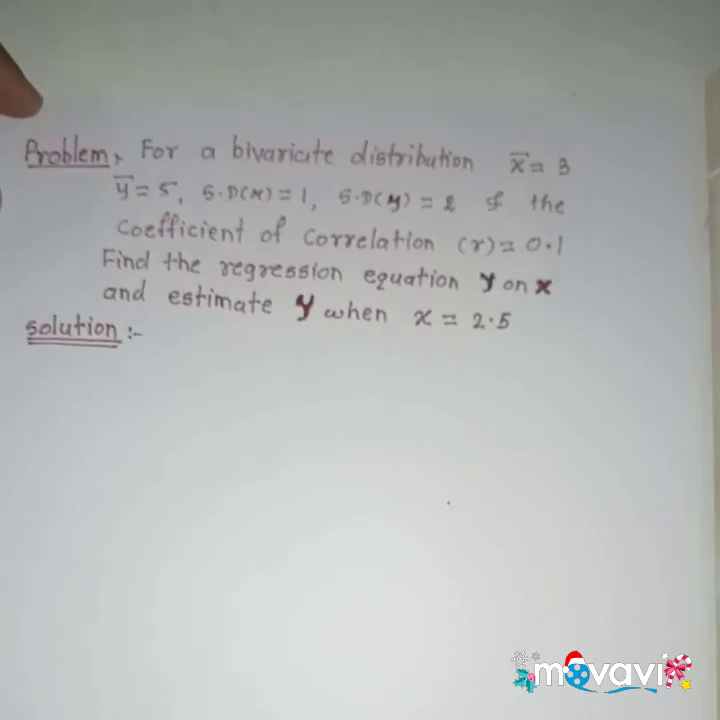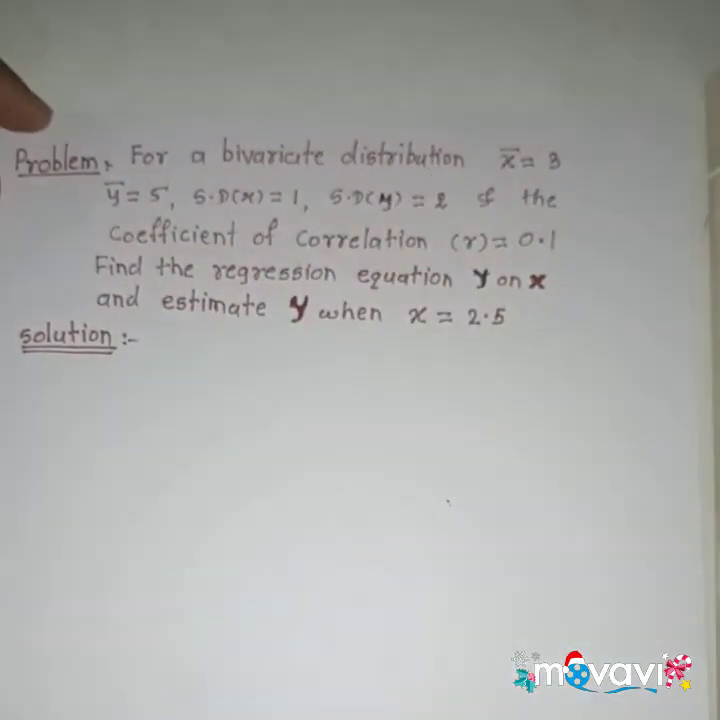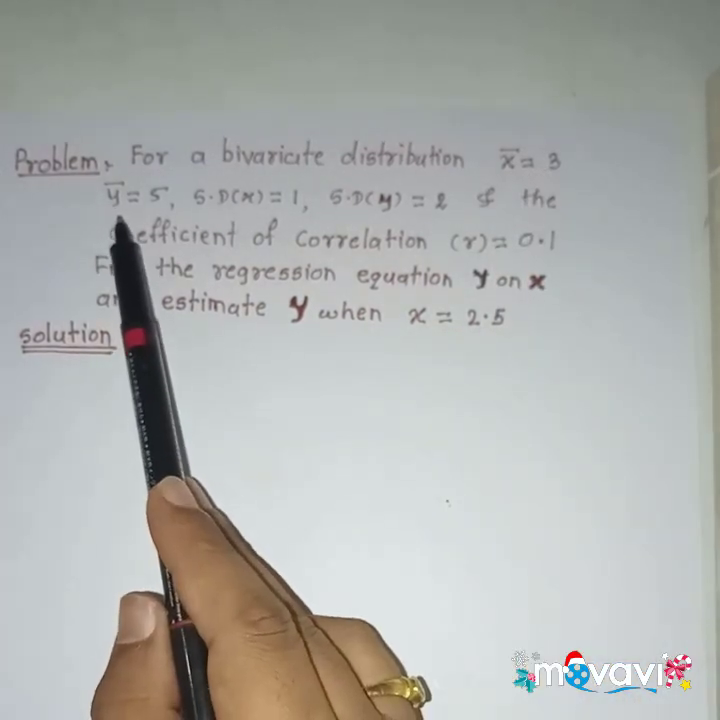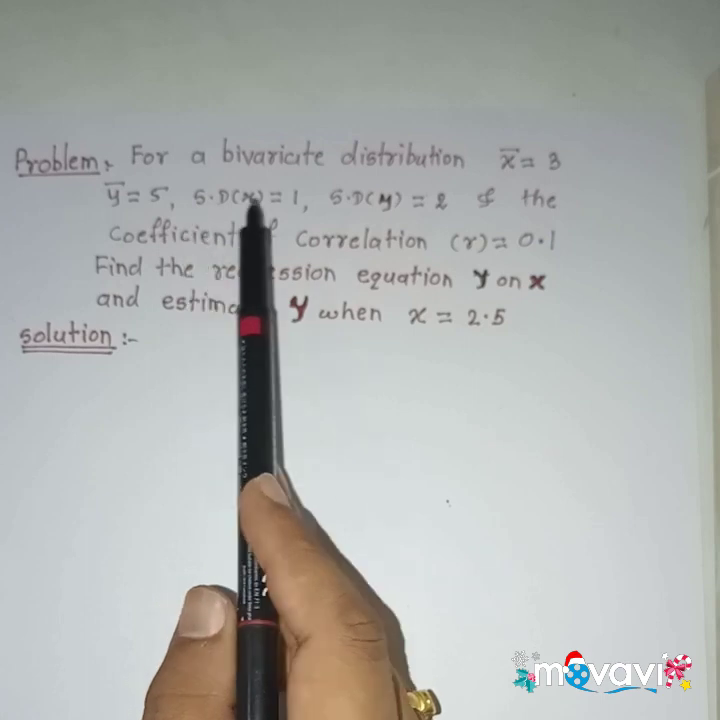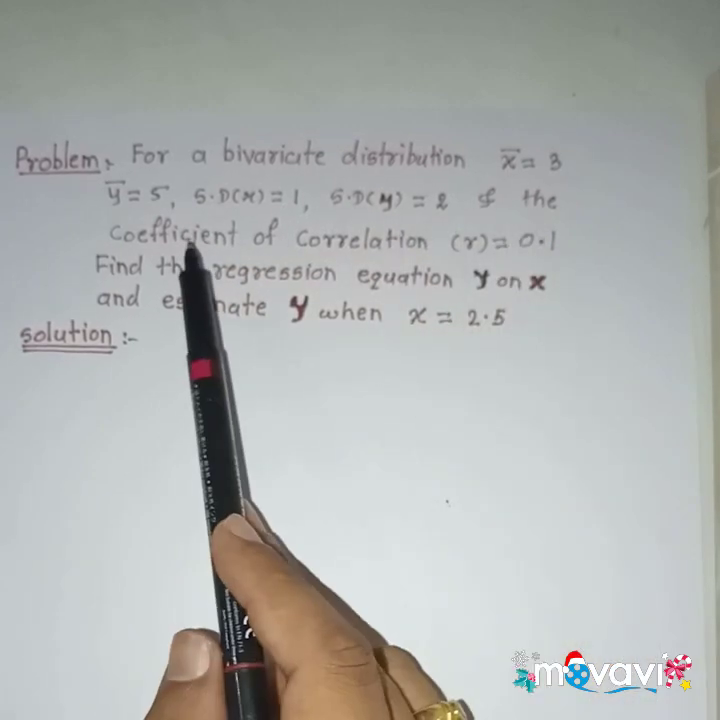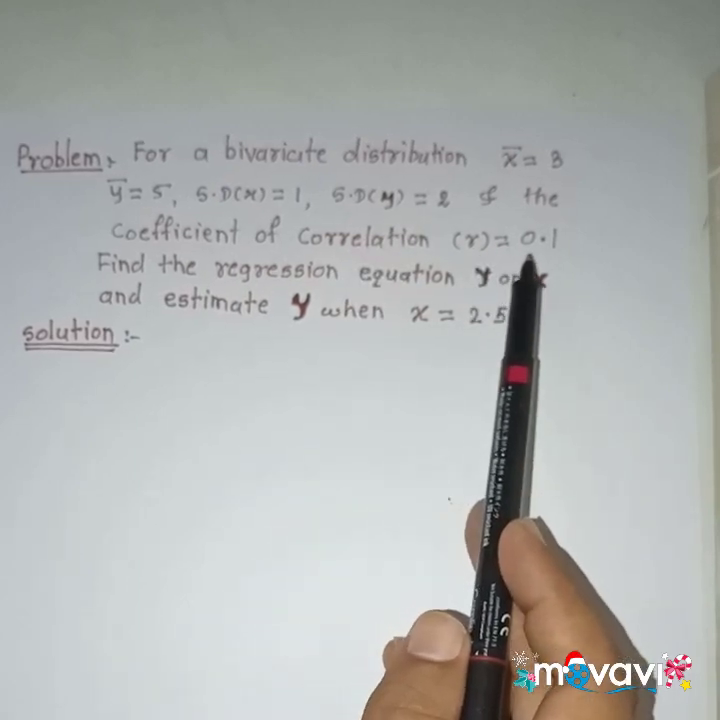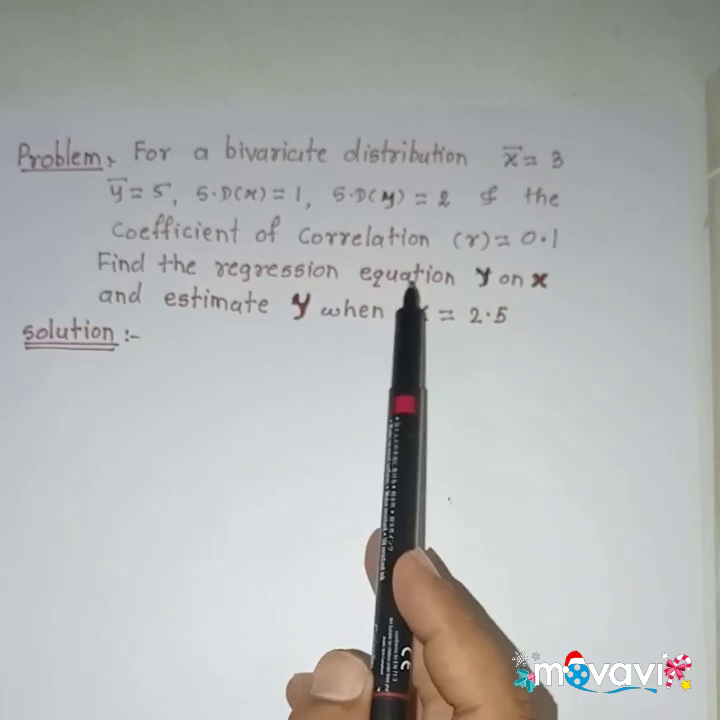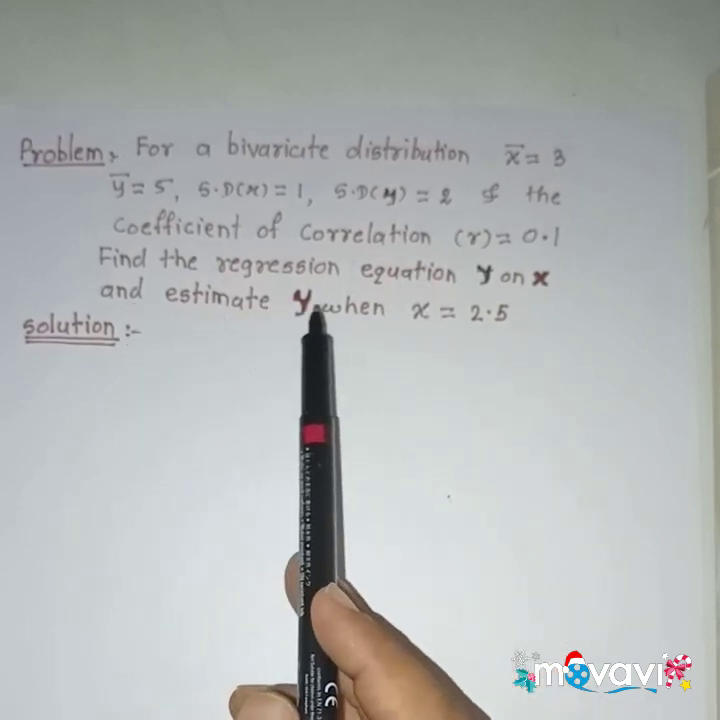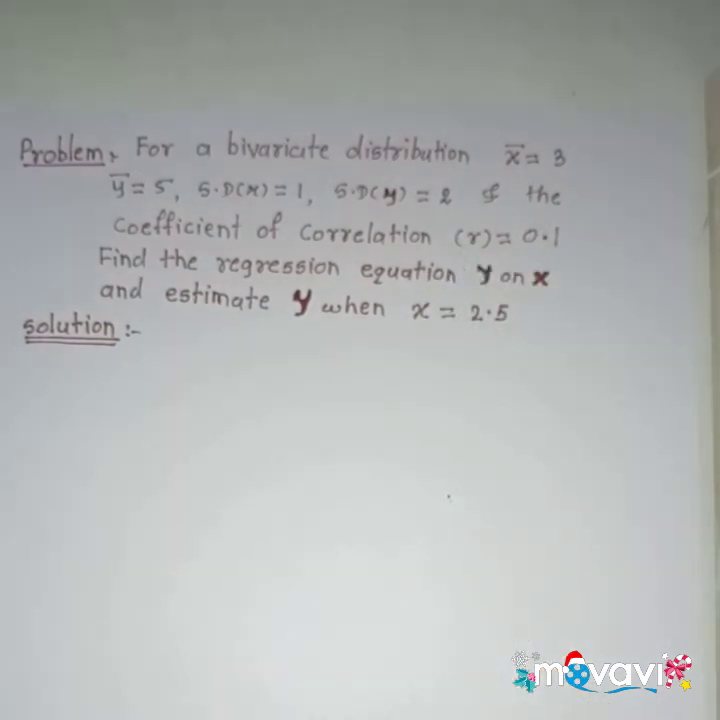Suppose this problem is given. For a bivariate distribution, x bar is 3, y bar is 5, standard deviation of x is 1, standard deviation of y is 2, and the coefficient of correlation r is 0.1. Find the regression equation y on x and estimate y when x equal to 2.5.